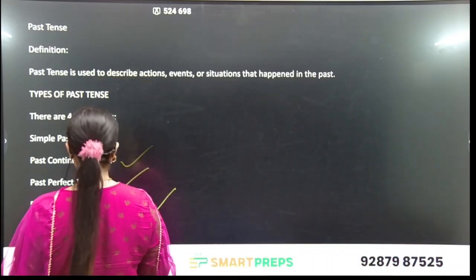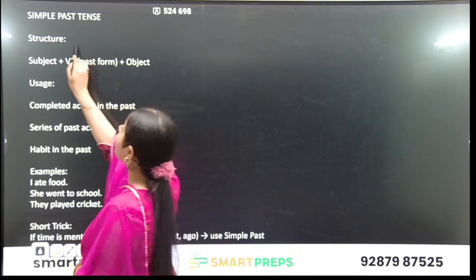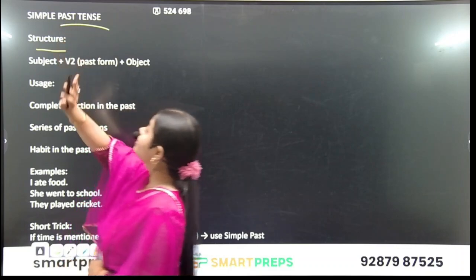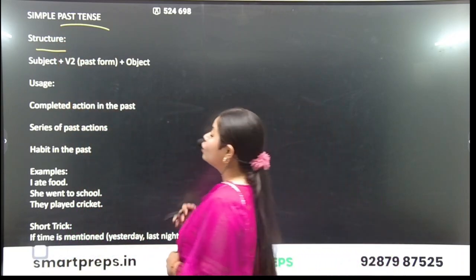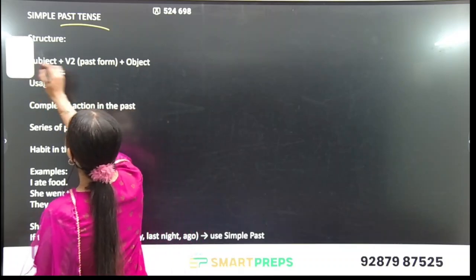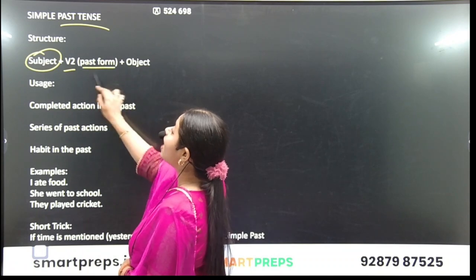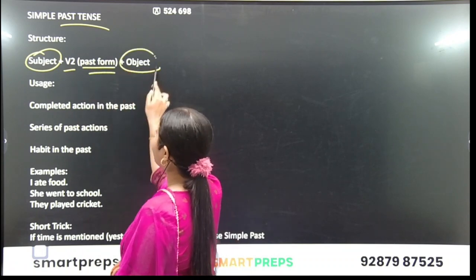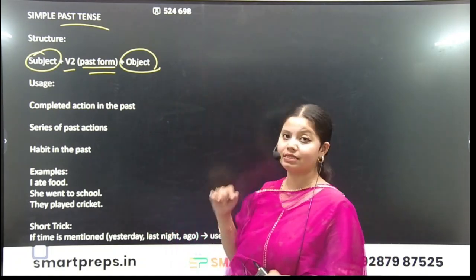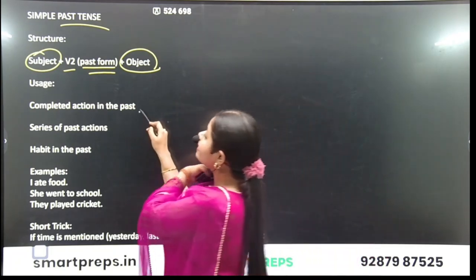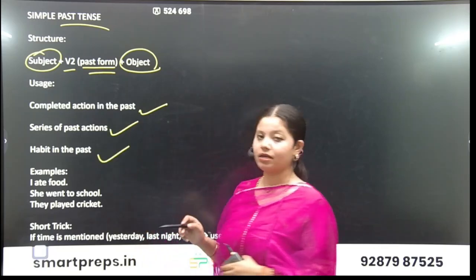So now let's understand the actual structure of the first type of past tense, that is simple past tense. What is the structure? First, the subject will be there, then the verb. The verb will be in the past form, and then the object. Now what is the usage of simple past tense? The usage is completed action in the past, series of past action, habit in the past.